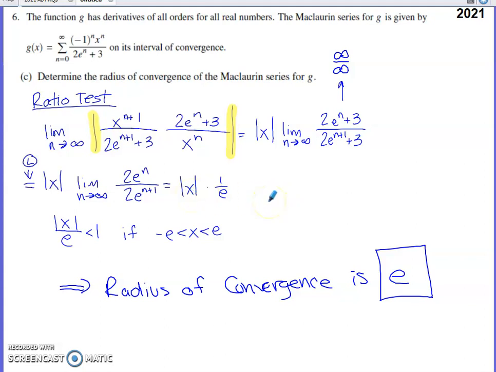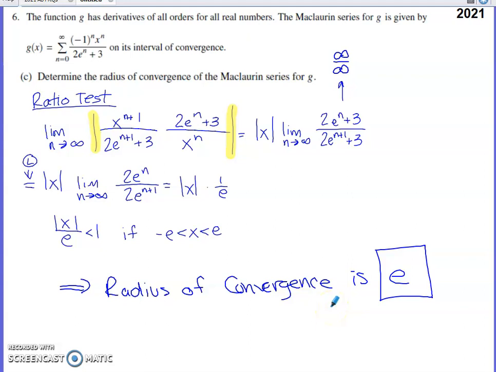Now, the ratio test says that you converge absolutely as long as your limit is less than 1. So if we set this to be less than 1, the conclusion we get is that if x is between negative e and positive e, we are going to converge. Now, notice it doesn't ask for the interval of convergence. It just asks for the radius. Well, this series is a Maclaurin series. It's based at 0. We go up e units from 0 to get here. We go down e units from 0 to get here. The radius of convergence is e.